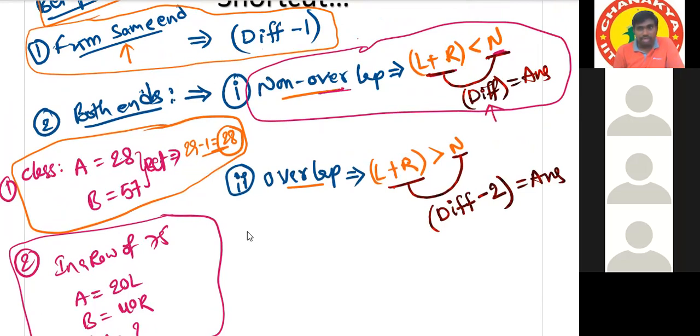In case of a non-overlap case, how to get the number of people between? Simply take the difference. First add the left and right positions. If you add these two, how much is it? 60. So the given number 75 is greater than 60. Here the answer is simply the difference of these two, 75 minus 60, which is 15.